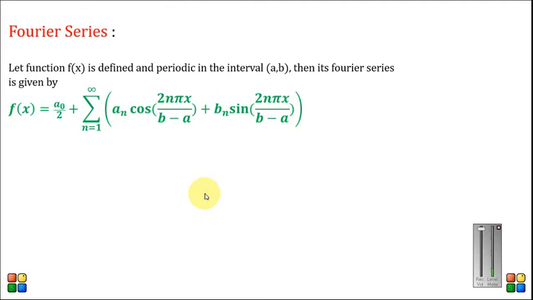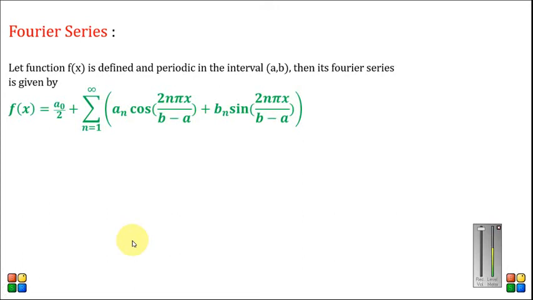Now, what is Fourier series? Let function f(x) be defined and periodic in the interval a to b. Then its Fourier series is given by f(x) equal to a naught by 2 plus summation n equal to 1 to infinity of an cos 2 n pi x upon b minus a plus bn sin 2 n pi x upon b minus a.